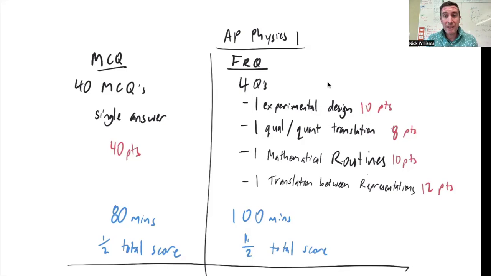That averages out to about 25 minutes per question, but you can use 30 minutes on one question, like the translation between representations, because it has a couple extra points, and use, say, like 5 less minutes on a different one.